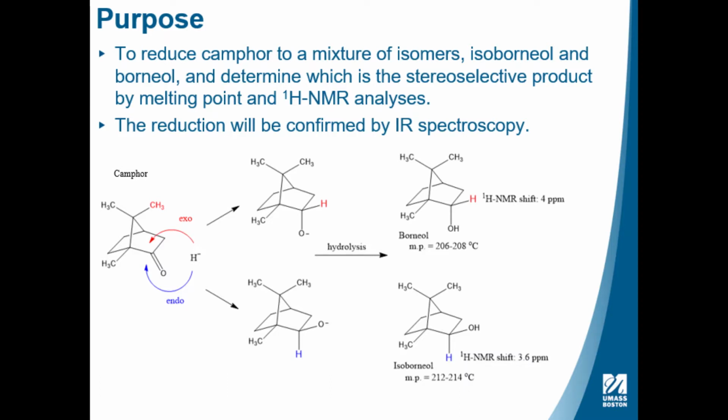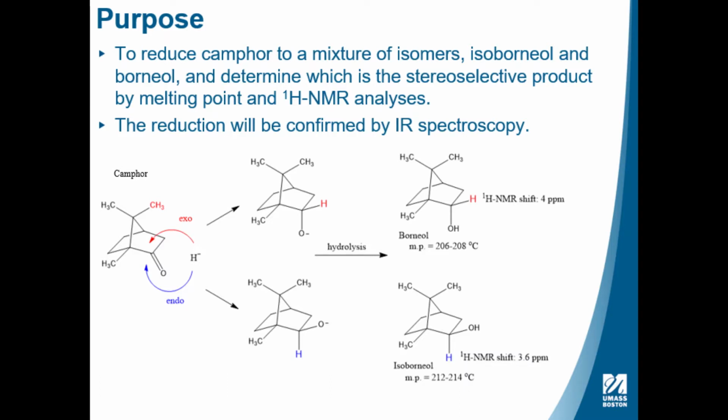The hydride that is added to the carbonyl carbon will have different electronic and chemical environments depending on whether it adds endo or exo. We can see this in the hydrogen NMR. The exo hydrogen on borneol will have a chemical shift at 4 ppm on the HNMR. The endo hydrogen on isoborneol will have a chemical shift at 3.6 ppm on the HNMR.